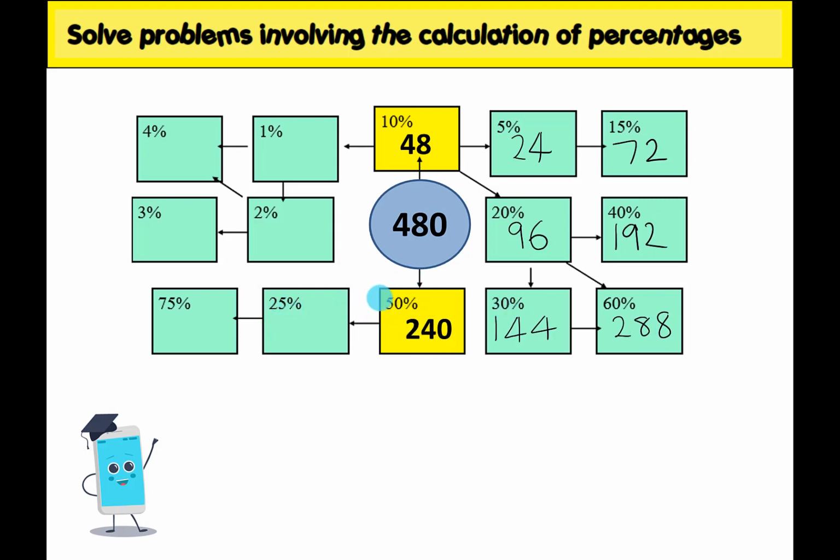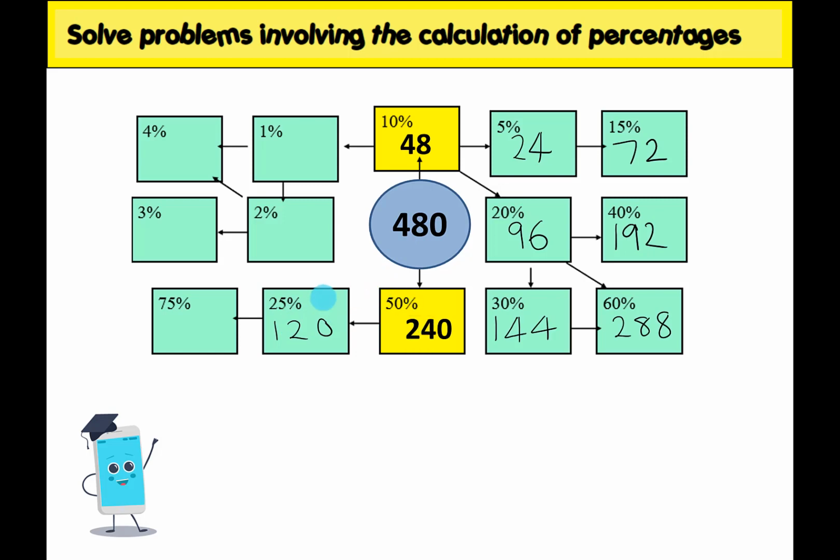How does 25% link to 50%? Remember, 50% is a half and 25% is a quarter. 25% is half of the 50%. A quarter is half of a half. So I'm taking this number and I'm simply halving it again, which is 120. If I went from my original number straight to 25%, I could halve it, then halve it again, or divide it by 4.